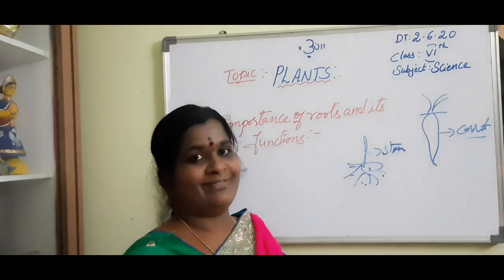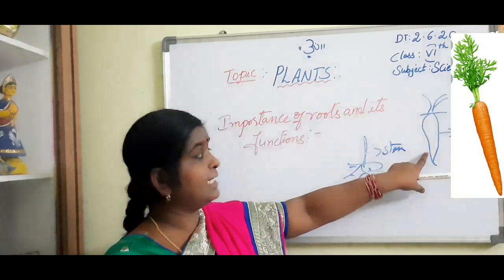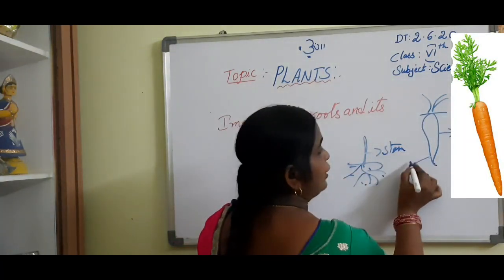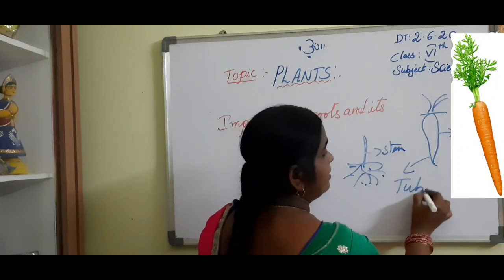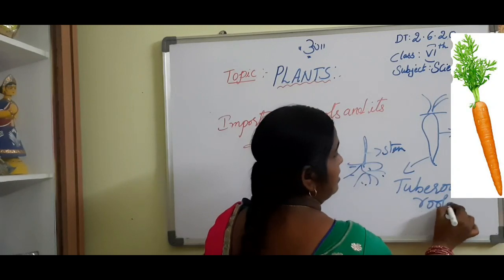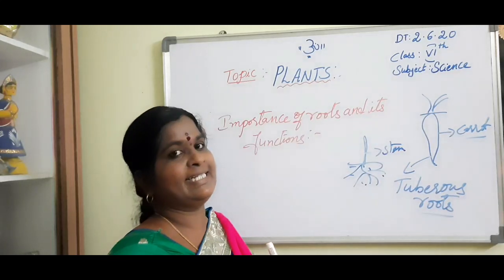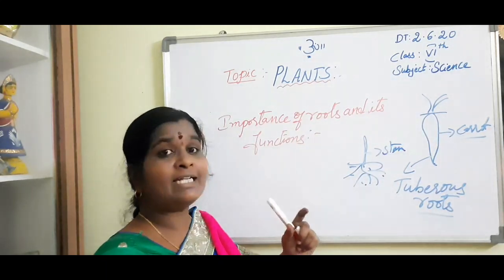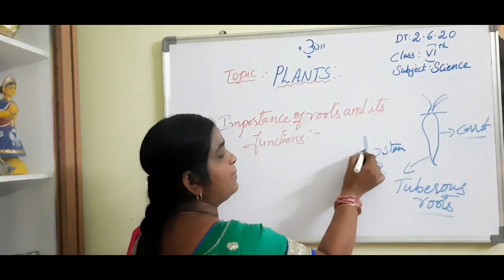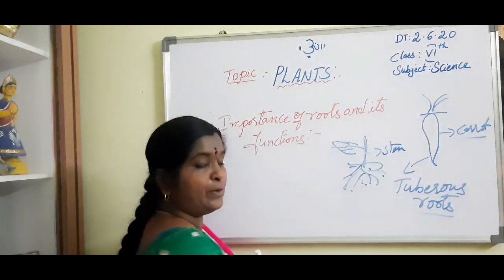Raw carrot we eat. That means the root is storing the food in it, and the stored food, what are we calling it? Tell me, tuberous root. Some plants store food materials in their roots.